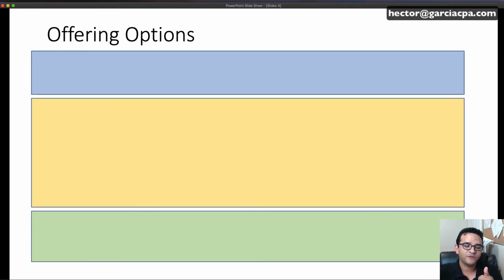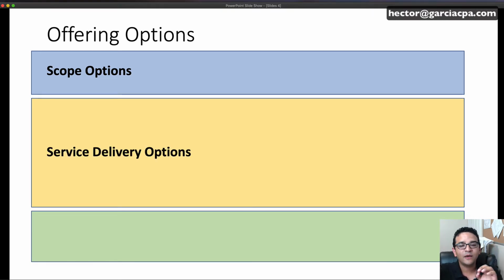So when we offer options, the options are going to be broken down into 3 categories. We're going to have the scope options. This is mostly the inputs. What is the type of work that we'll be doing? What are we going to be responding to? What's the data entry? What type of documents will we be receiving and processing? That's the scope options. Then we have the service delivery options that really just change the experience, how the customer experiences the services that we provide.